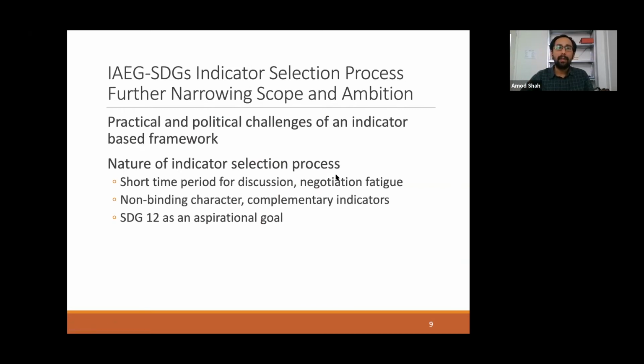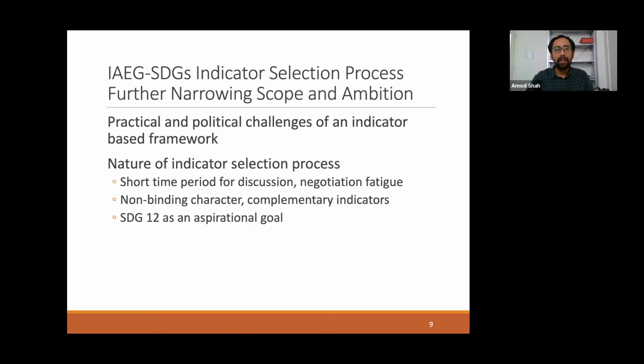Our broad takeaway was that there was a further narrowing of scope and ambition of this goal, SDG 12, from the targets. And I think to some extent, there are practical implications of taking a goal like sustainable consumption and production, which is quite vague and quite broad, and then developing it into these measurable indicators, which is the focus of this indicator framework. There is very limited existing data and methodological frameworks to rely on as well. So these are practical implications and challenges.